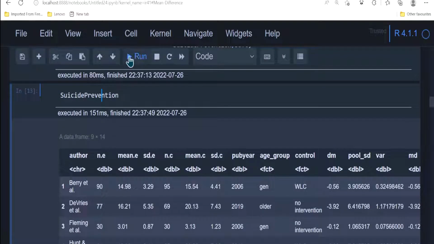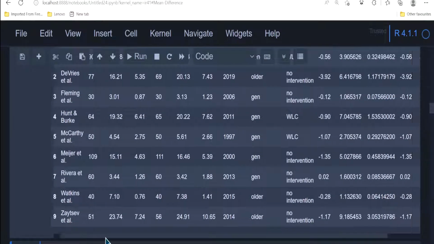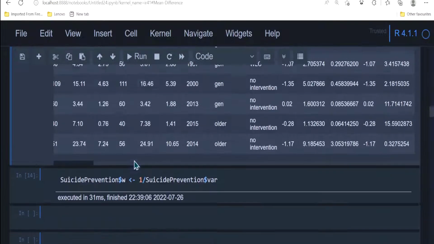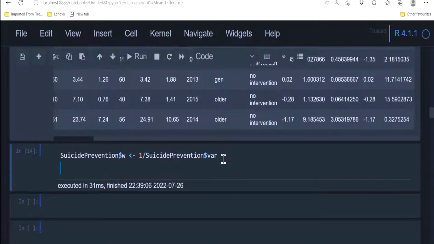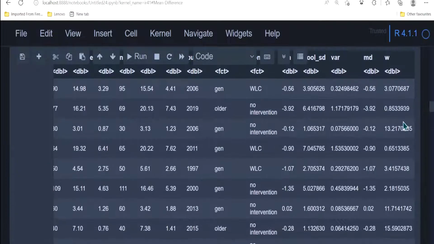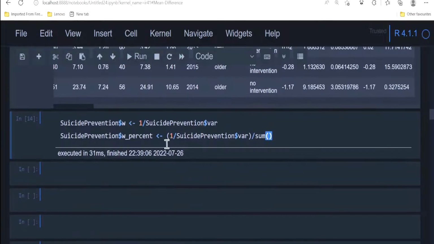If we now run this, we should have the weight at the very end. This will be the weight that each study calculates. But if we want to make it in percent, that is, how much one study contributes from the total, you divide the weight of this one by the total weight. So you calculate the sum of the weight. You do it this way: sum of weight.